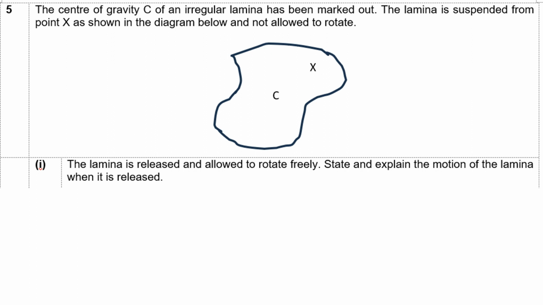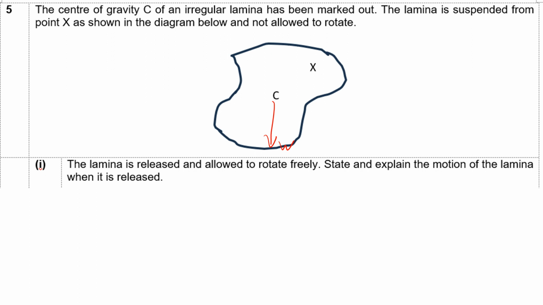So now let's move on to question 5. Question 5 states that we've got an irregular laminar. It's got a center of gravity C marked out, and it's suspended from point X. The laminar is released and allowed to rotate freely, and we have to state and explain how it moves when it's released. So firstly, we have to realize that the center of gravity is where the weight is going to be exerted from.